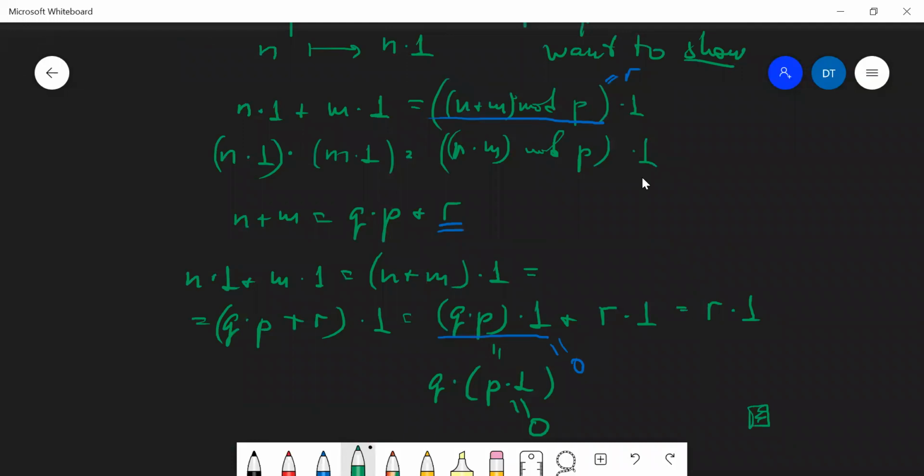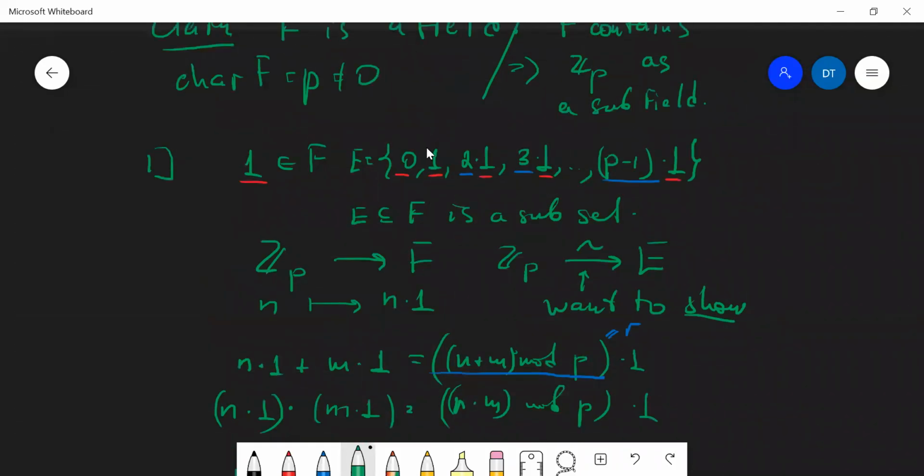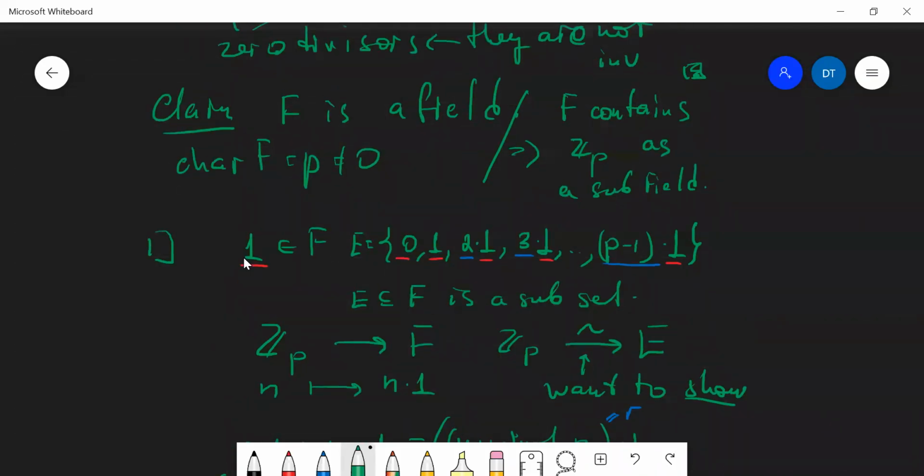So if you have a field of prime characteristic, you can take the element 1 and consider all its integer multiples. You just add 1, then 1 plus 1, then 1 plus 1 plus 1, etc. When you take p minus 1 times the sum, it's not 0 yet, but if you take the sum p times, you will get 0, and then if you take p plus 1 times the sum, you will get 1 again, and so on.